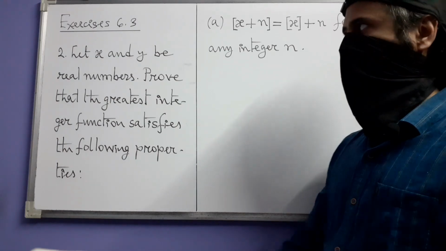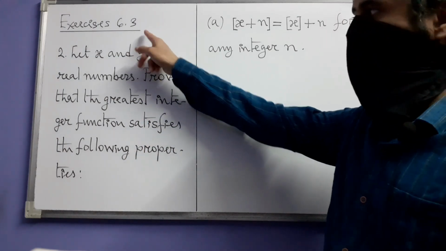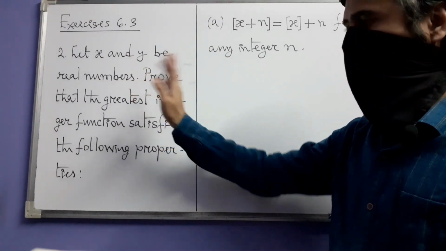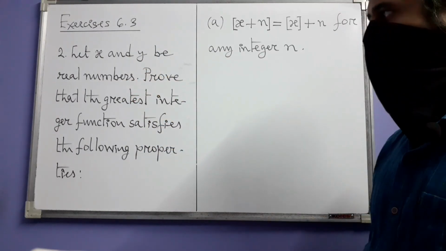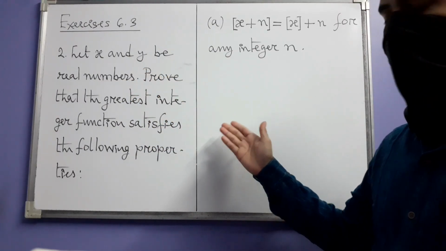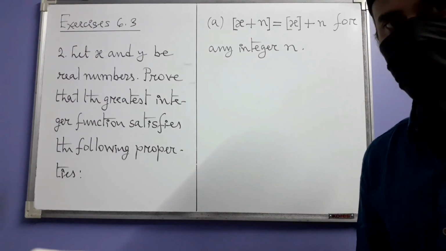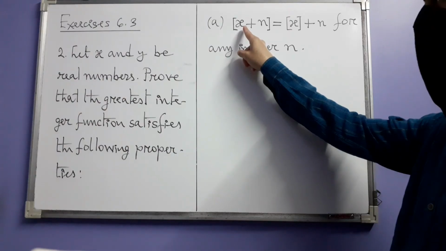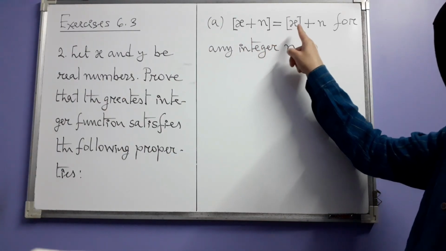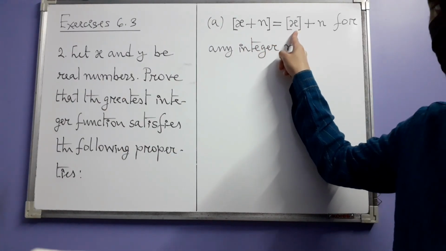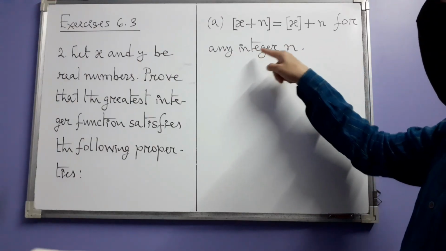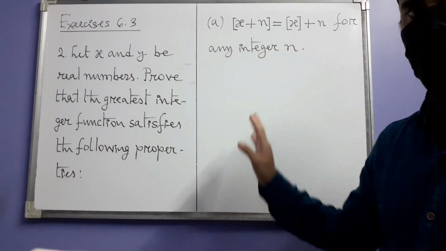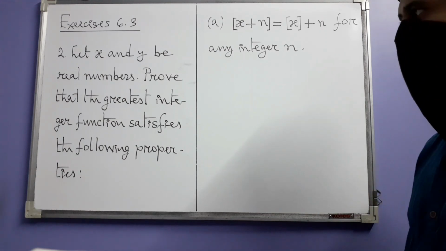Let's start exercise 6.3 next, and this is the second one. x and y are any two real numbers. For them, we have to prove a number of properties of the greatest integer function. The first one is this: the greatest integer value of x plus n equals the greatest integer value of x plus n for any integer n. There are other properties also, but let us first prove this one.